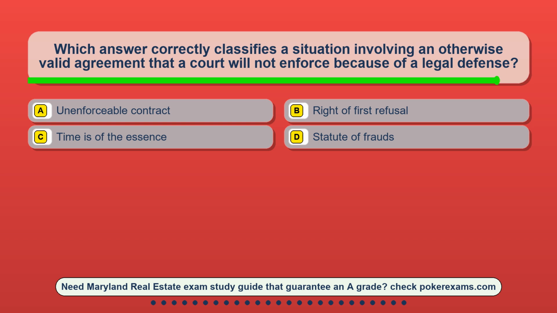Question 19. Which answer correctly classifies a situation involving an otherwise valid agreement that a court will not enforce because of a legal defense? Option A, unenforceable contract. Option B, right of first refusal. Option C, time is of the essence. Option D, statute of frauds.